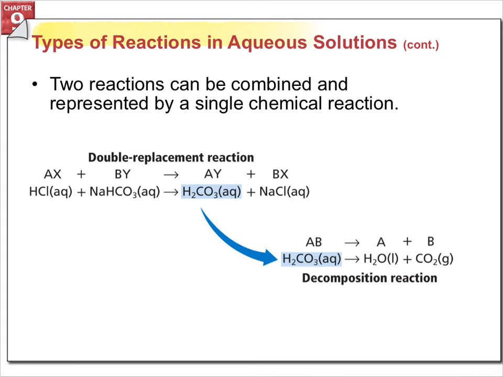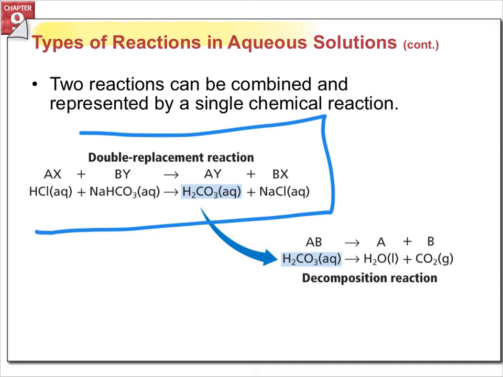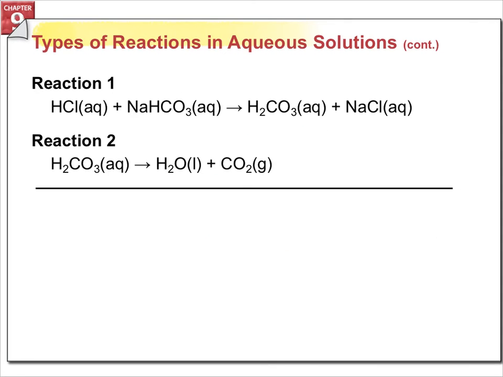So these are the two reactions done separately. You have the double replacement here, and then you have the carbonic acid that goes down and is immediately decomposed into water and carbon dioxide. So you end up with 3 products here in reality: the sodium chloride, the water, and the carbon dioxide gas. So reaction 1, as we saw earlier, and reaction 2. We have a double replacement reaction here, and a decomposition reaction here.